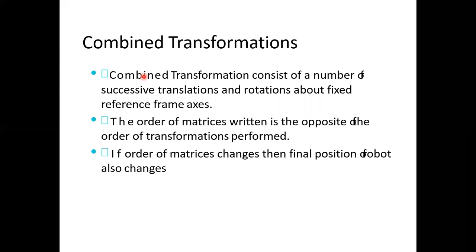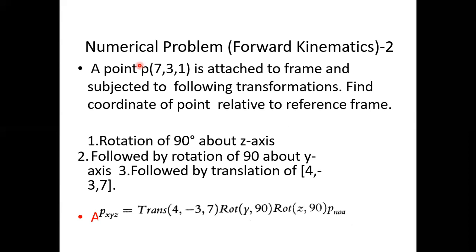Okay, this is a combination of transformations. That is a combined transformation consisting of a number of successive translations and rotations about a fixed reference frame. That is, both translation and rotation will happen in this concept. The order of matrices written is the order of transformations performed. If the order of matrices changes, the final position of the robot also changes.